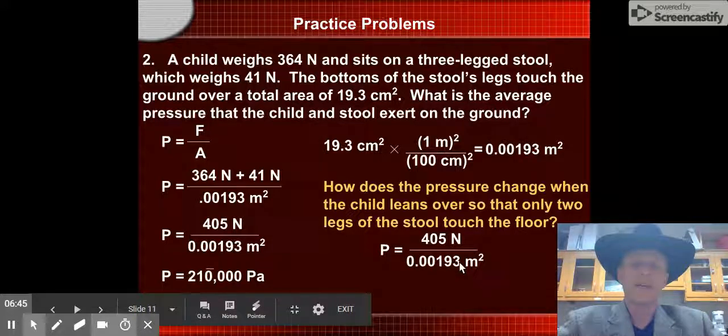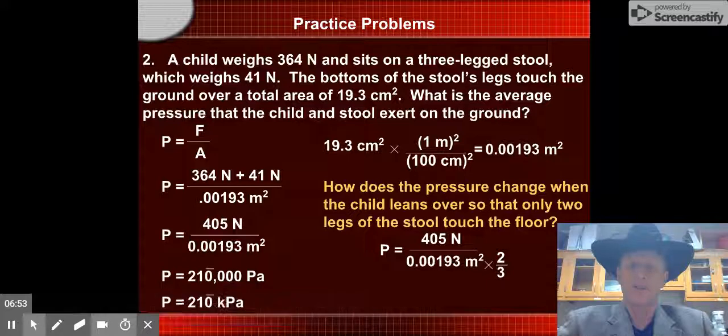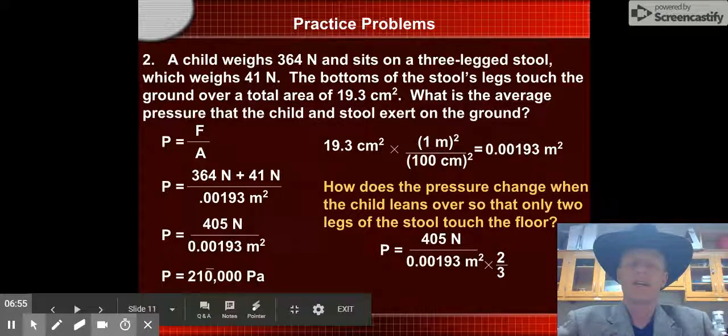So we have to basically divide that by 3 and then multiply it by 2, or multiply it by 2/3 to get the area of only 2 legs. So changing that bottom number will actually just change our answer to 315,000 pascals or 315 kPa.